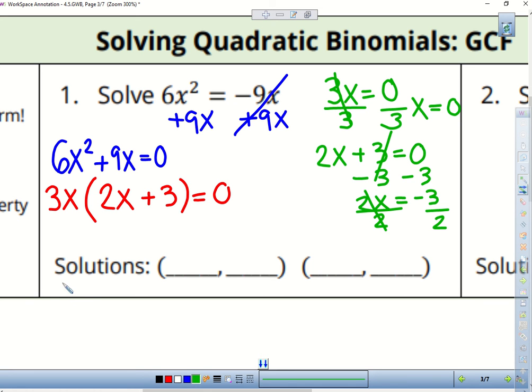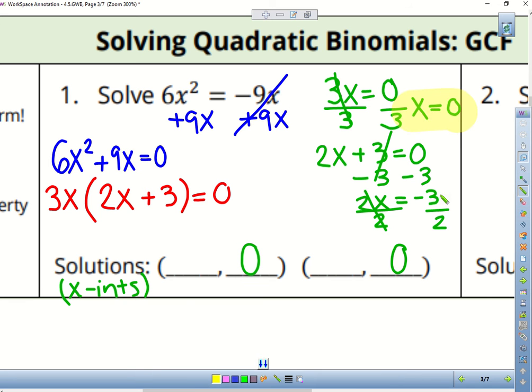When you're looking for solutions, these are also known as x-intercepts, as we learned about the other day. x-intercepts only ever occur when your y value is 0. So whenever you're finding these solutions, if they're in the form of an ordered pair, the y will always be 0. The x values are the two we just found, which are 0 and negative 3 over 2. Does anyone have any questions about that one so far?